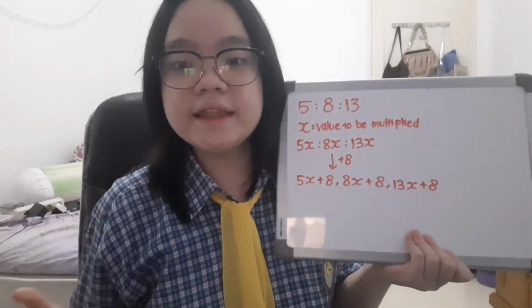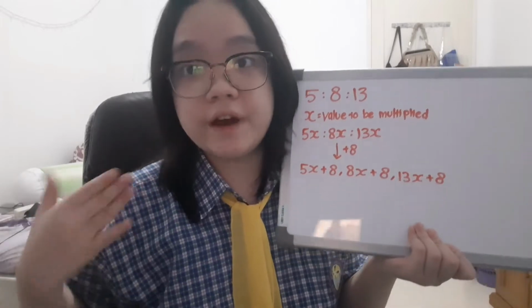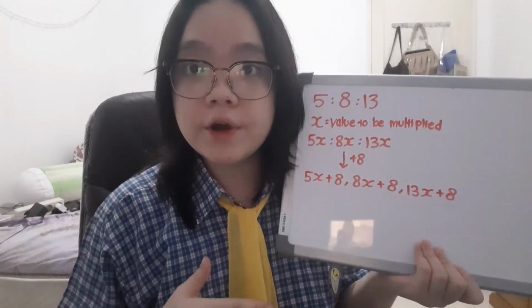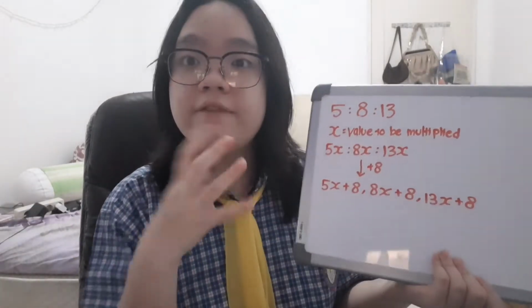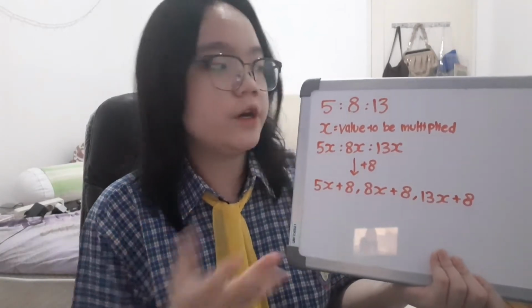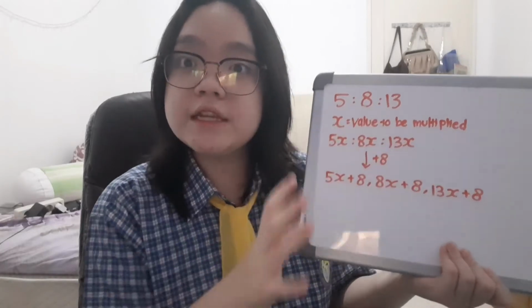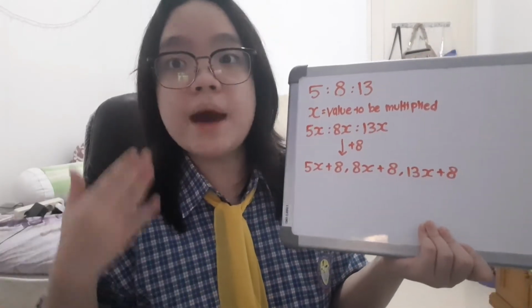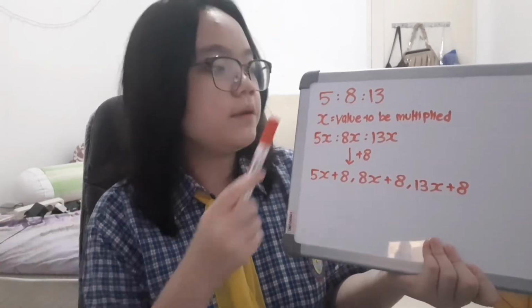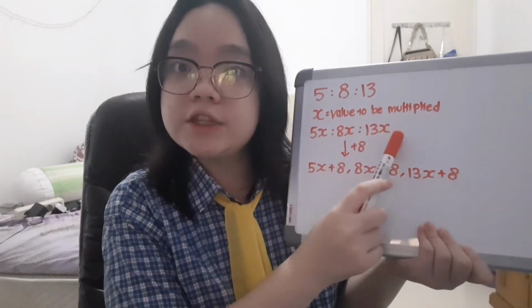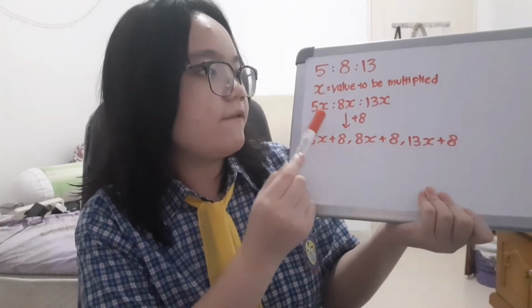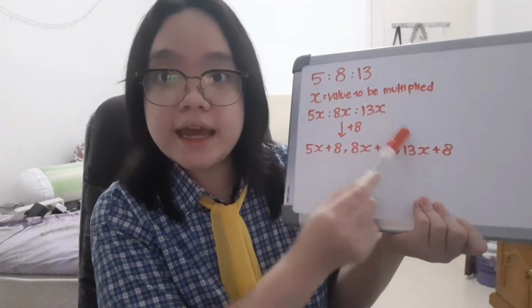So the question said that there are three numbers in the ratio of 5, 8, and 13. And remember, these three numbers were divided by a certain value in order to have the ratio, right? Which means that if we want to find the real numbers of this ratio, we need to multiply it by a certain value, which is why we make x the value that needs to be multiplied. So it will become 5x to 8x to 13x.